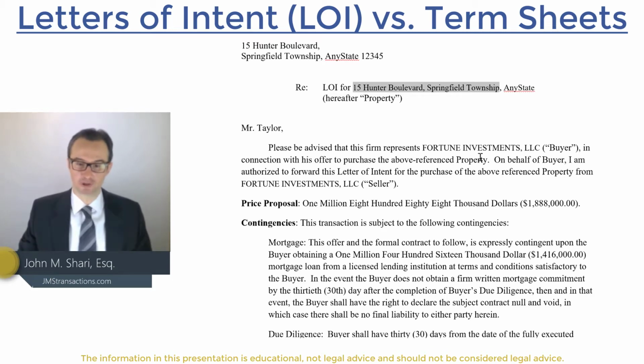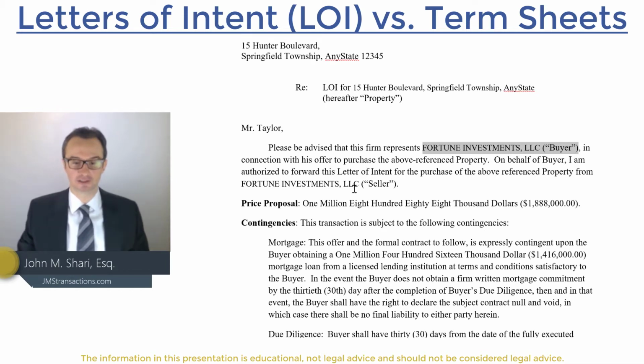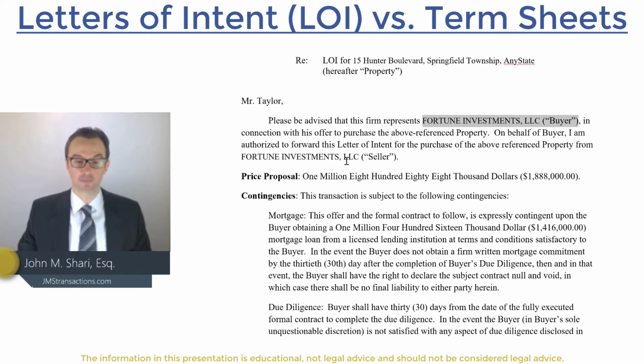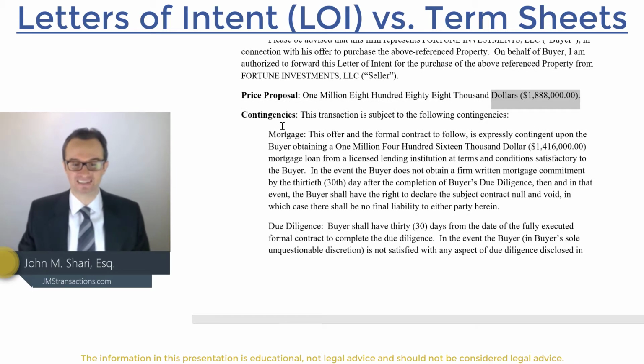Please be advised that this firm represents Fortune Investment, the proposed buyer, regarding the above referenced property, and this letter of intent is based on purchasing under these specific terms. And the first important term, of course, is what is the price? And in this case, it's $1,888,000. Second paragraph here is contingencies.